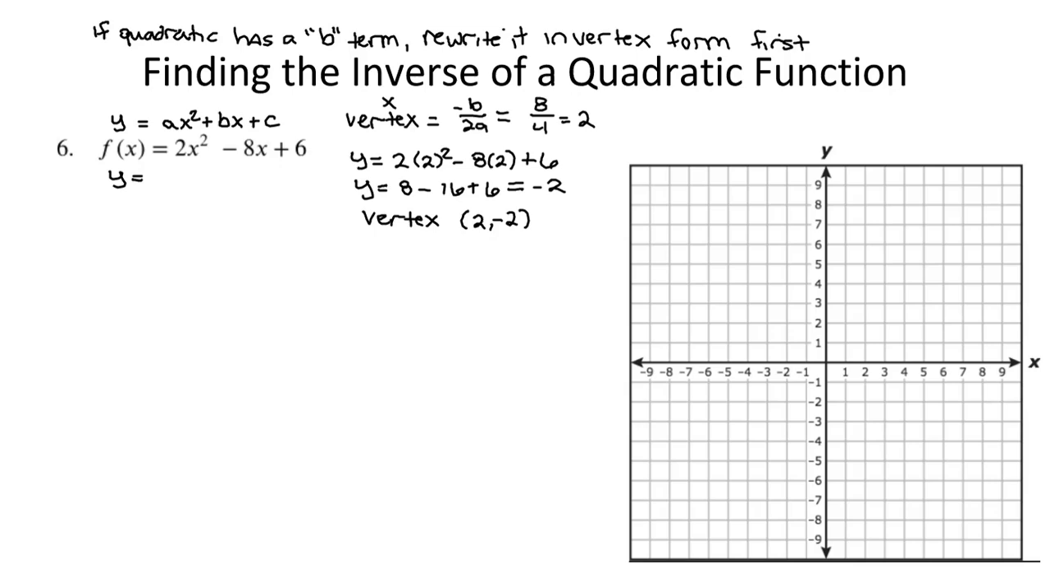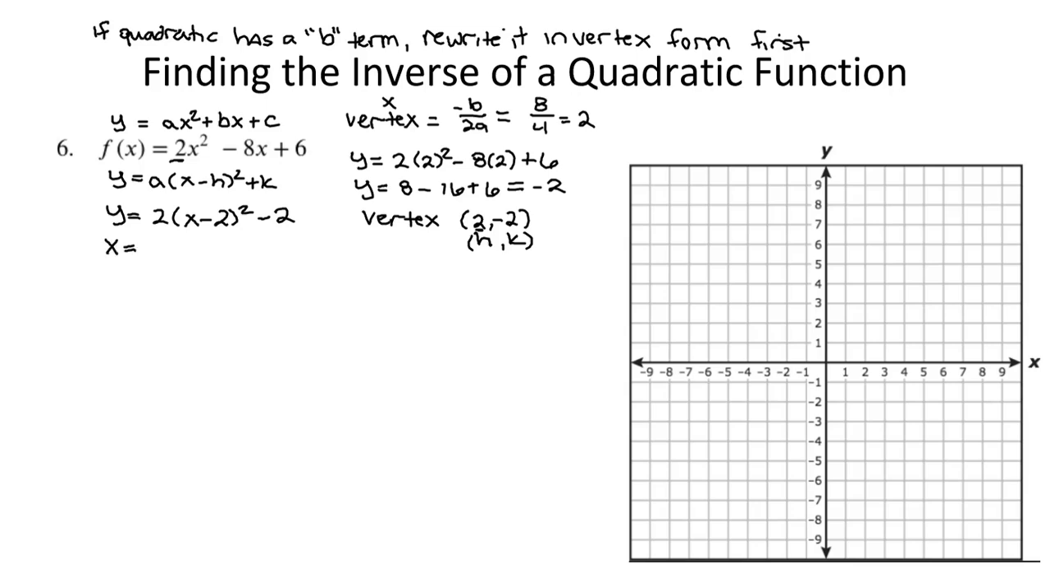It is y equals a times x minus h squared plus k, where h and k are the vertex. So all I've got to do is plug in the values. Once I know the vertex, I already know what a is. A is 2, and it's going to be x minus 2, and then squared, and then it'll be a negative 2 at the end. That's our k. So now we've got it in vertex form.